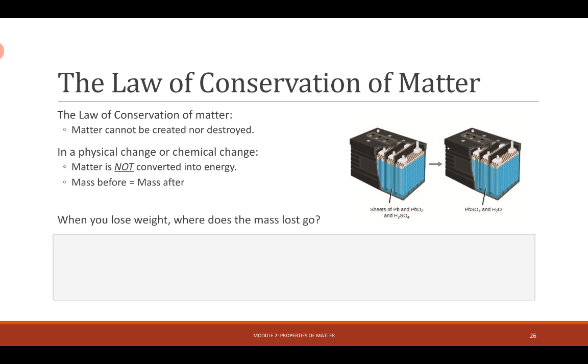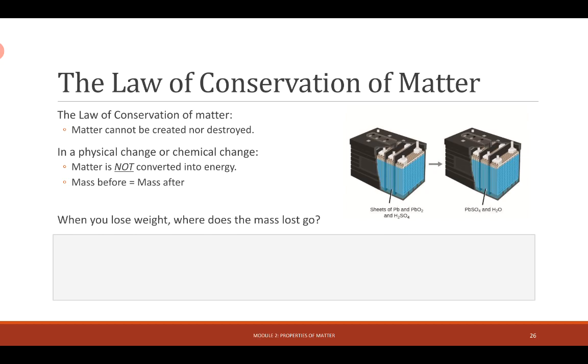And so in this picture, you can see a lead battery, and as the battery produces power, the substances in the battery change, but the mass of the battery is the same. The battery doesn't weigh less all of a sudden. It's the same amount before and after.